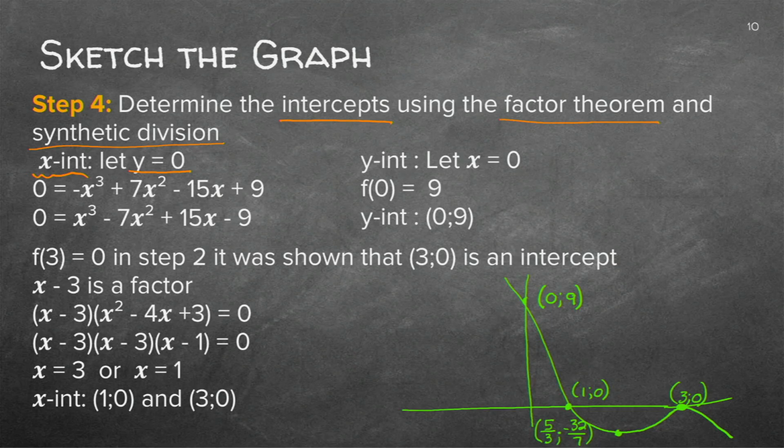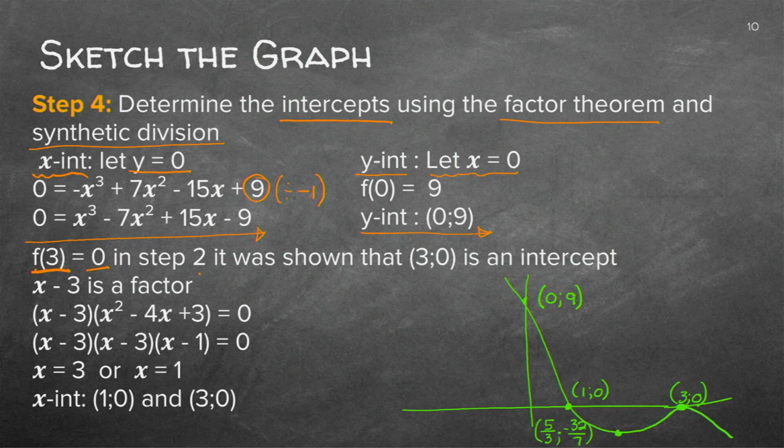And you just divide this side by minus 1 in order to get your answer. For your y-intercept, let x equal 0. That's easy. Your answer will just be 9. Now remember, we say f(3) equals 0.